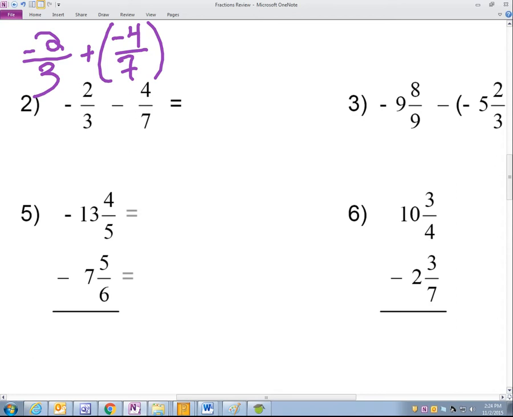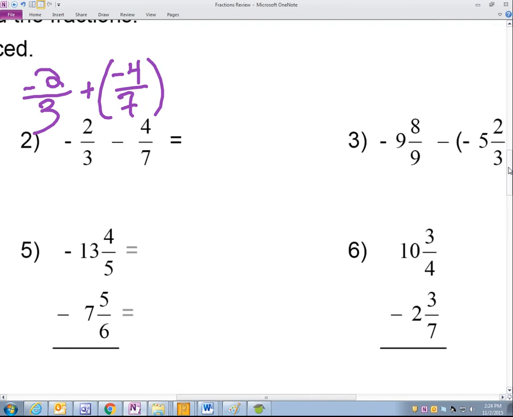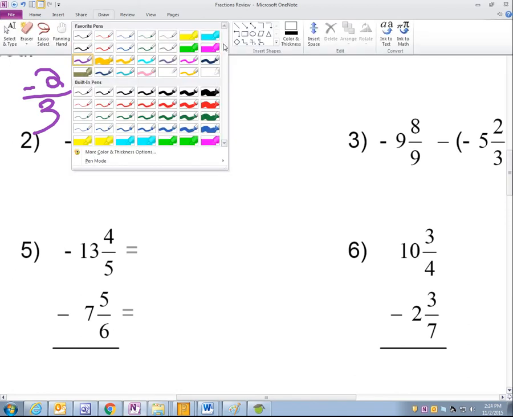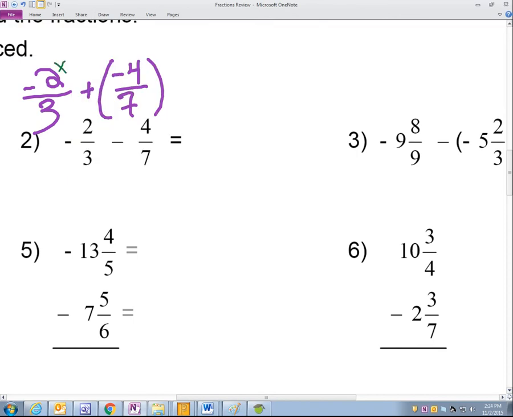So now I have to find a common or least common multiple of 3 and 7. They're both prime numbers, which means what do you have to do? Oh, times them by each other. You're going to multiply them by each other, yes. So this one's going to be multiplied by 7, 3 times 7. This is going to be 7 times 3, 4 times 3. This is going to come out to be negative 14 over 21.